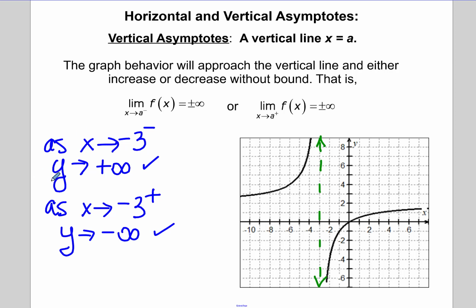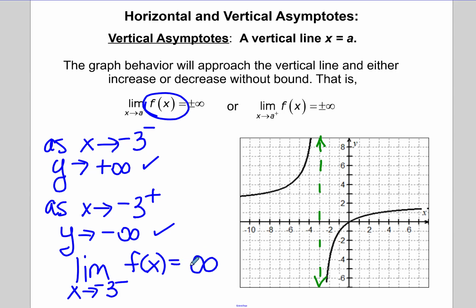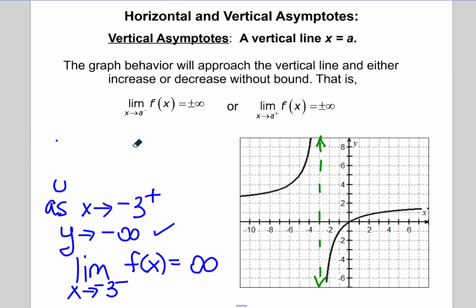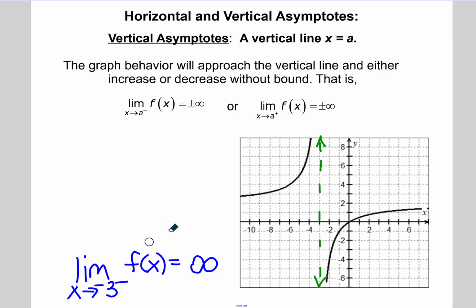So we could take this pre-calculus way of writing things and turn that into a more formal limit approach, and we could say the limit as x approaches negative 3 from the left, and our function we're going to call f of x. The graph is going up on the left. And then on the right, it would look the same, just backwards. Limit as x approaches -3 from the right.